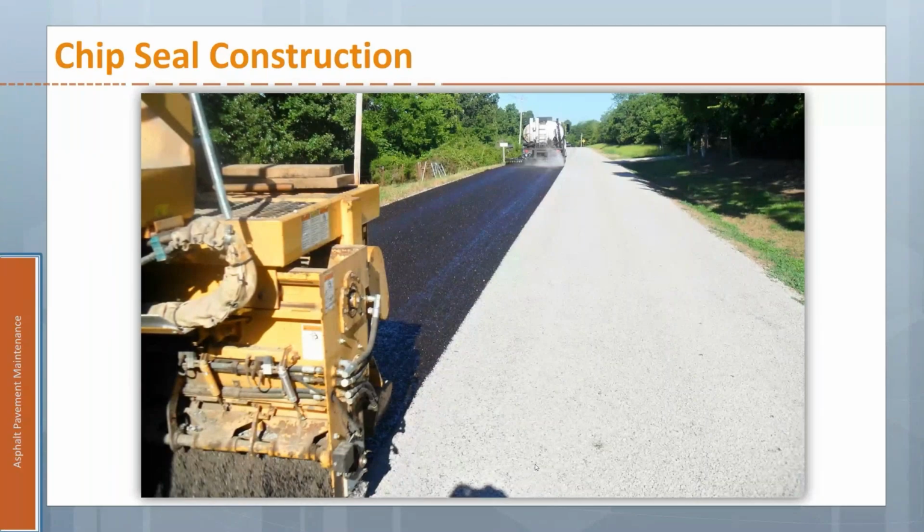Immediately behind that comes the chip spreader. So this is the aggregate getting dropped on top. Notice that behind the truck is the emulsion, and in front of the chip spreader is where the chips are being dropped. So what that means is there's no traffic on the roadway in between the oil and the rock. One happens right after the other.